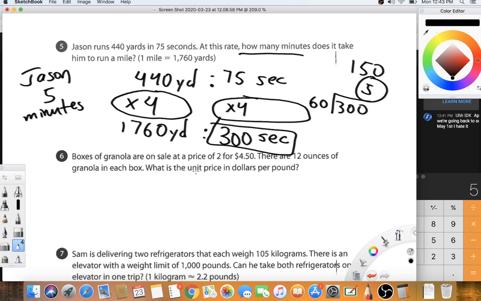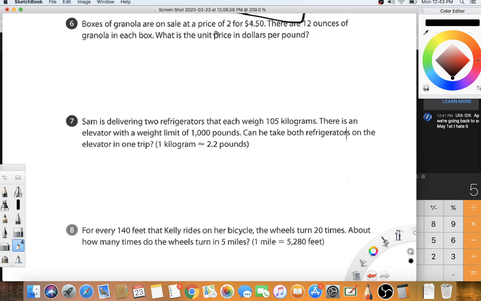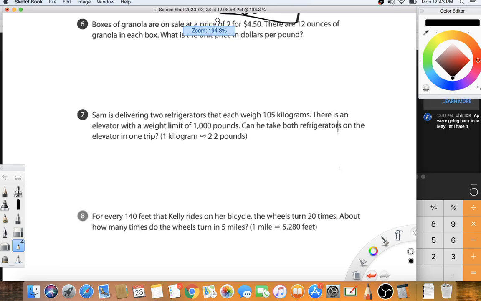Now, let's go to the next one. Let's go to number 6. Zoom out a little bit. Maybe that'll help us out.